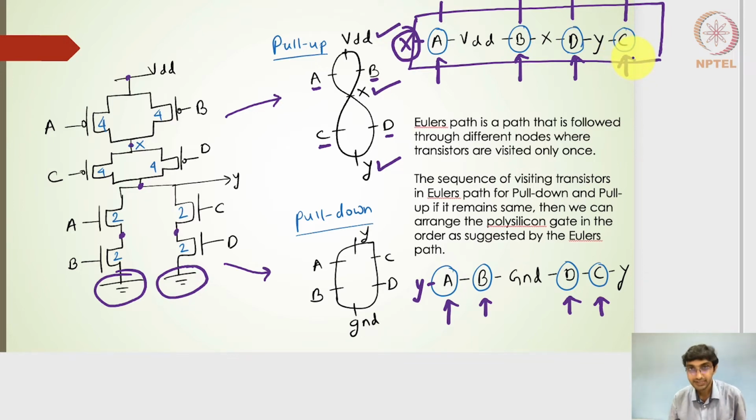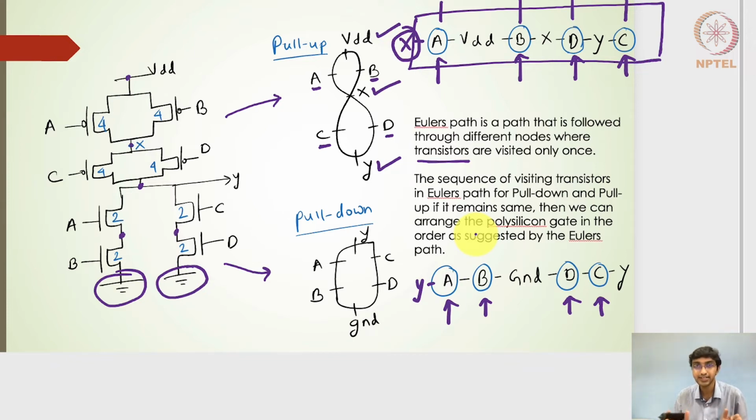So if I define the Euler paths, where the polysilicon gates are visited only once for both pull up and pull down side, and if the order of the polysilicon gates on the pull up and pull down side matches, then we are bound to get a compact footprint. Right, so that's what I've written here. Euler's path is a path that is followed through the different nodes, with multiple visits through the nodes, but where the transistors are visited only once. And if the sequence of visiting the transistors in the Euler's path for both pull down and pull up remains the same, then we can arrange the polysilicon gates in the order suggested by the Euler's path.